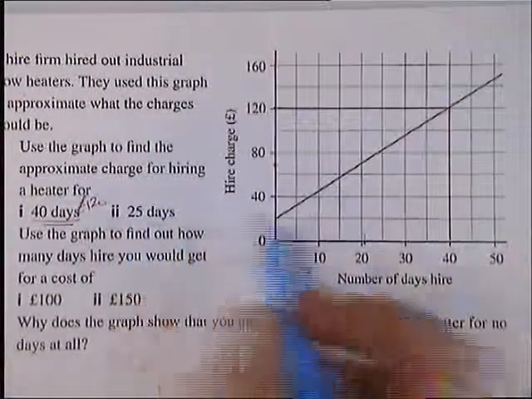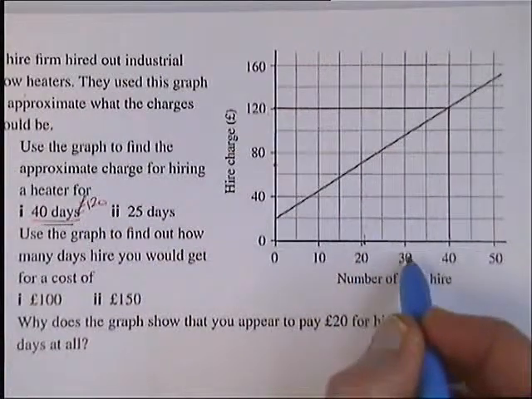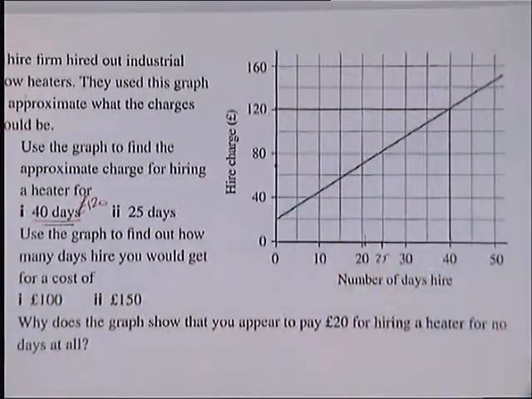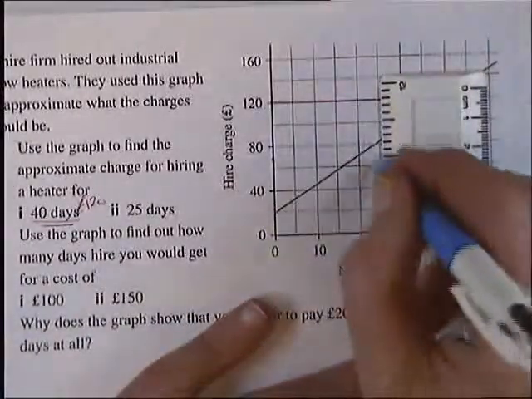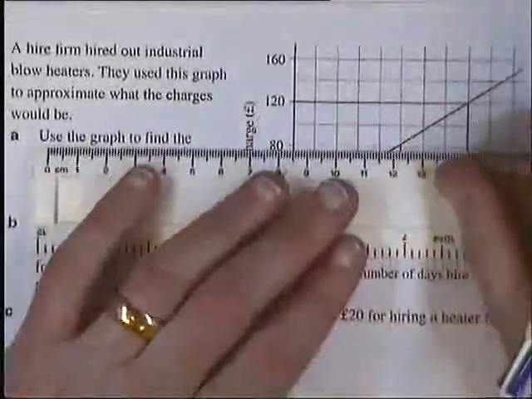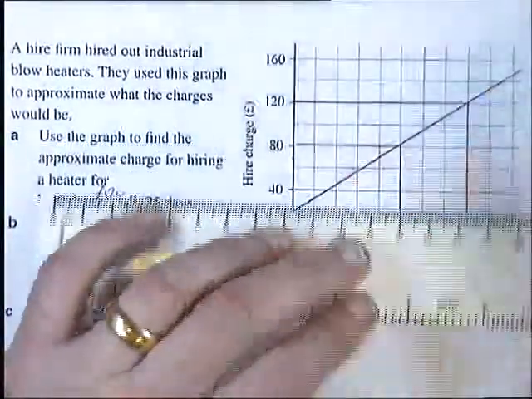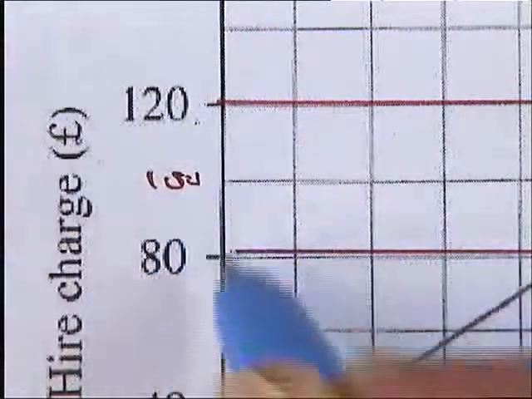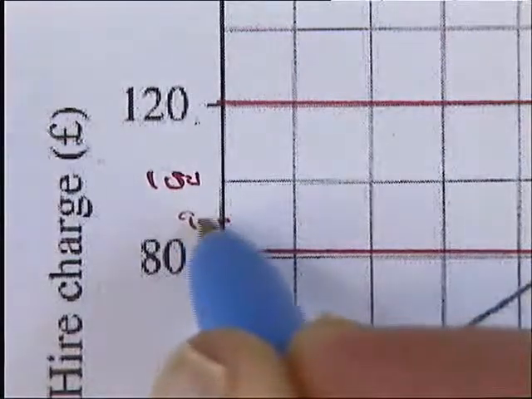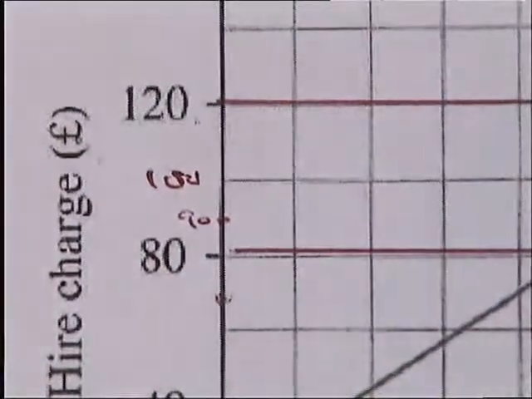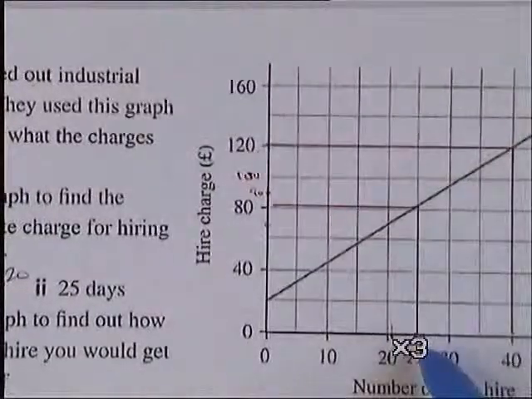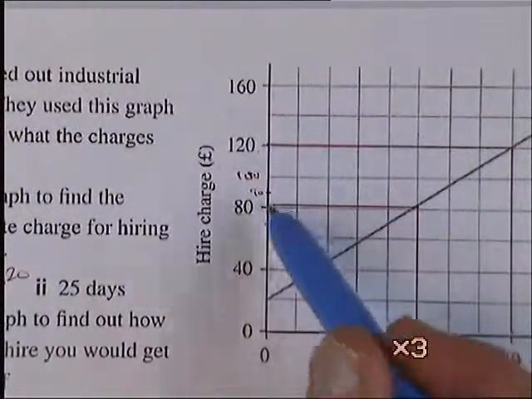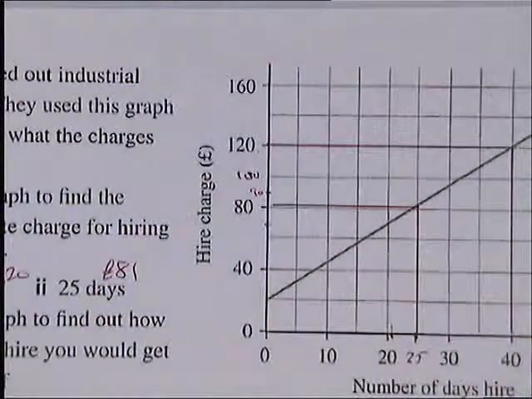If I was doing it for 25 days, I come along here, there's 20, there's 30, bang in the middle, that must be 25 days. So I can go up to my graph line and then along, and I reckon that's just a tiny bit more than 80. So if that's 80, that's 120, bang in the middle would be £100. So about there would be about £90, so we call it about £81 or £82 I think for that one. So for 25 days, went up from 25 days along, came to a number over there, and that's about £81 or £82.